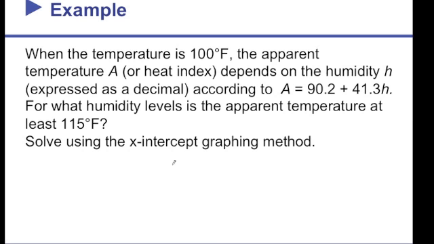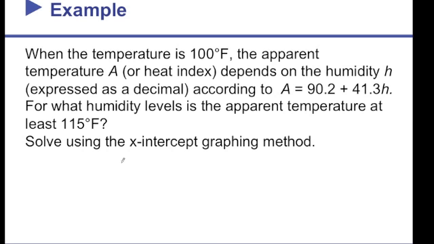When the temperature is 100 degrees Fahrenheit, the apparent temperature, A, or the heat index, depends on the humidity, H, expressed as a decimal, according to the heat index equals 90.2 plus 41.3 times H. What humidity level is the apparent temperature at least 115 degrees? And then we use the x-intercept graphing method to solve it.